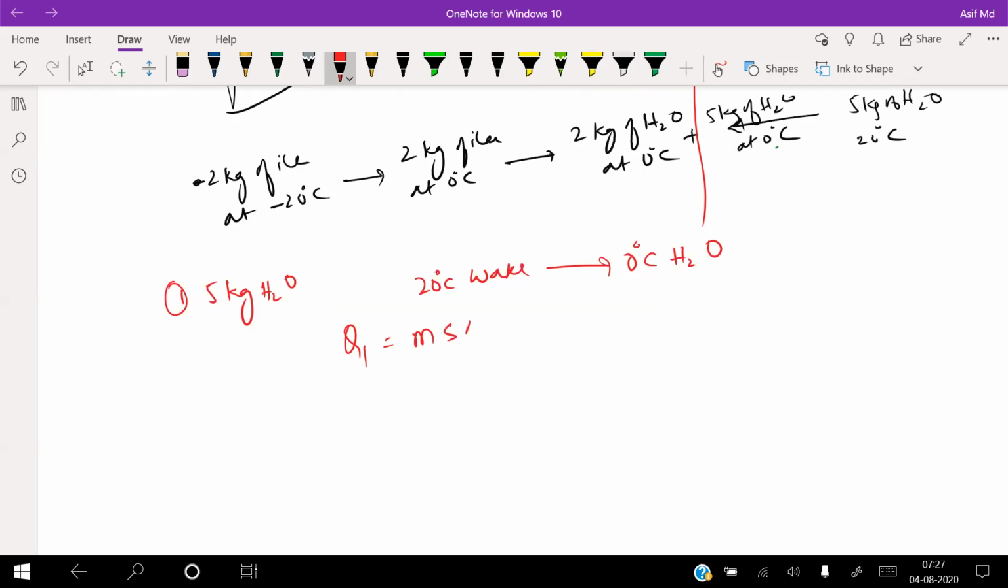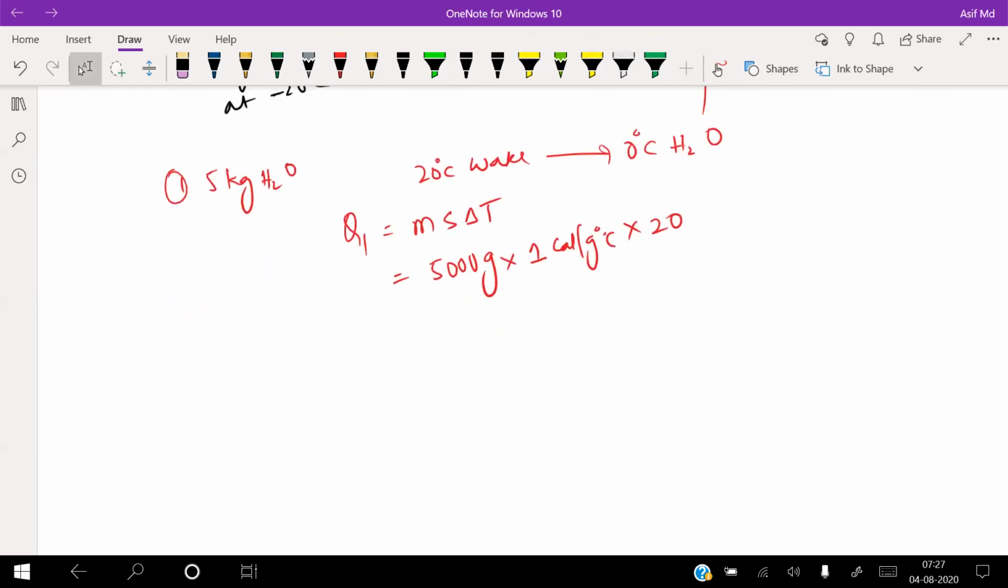Yeah, I'm doing it. MS into delta T. Mass is how much for me? 5 kg, that is 5,000 grams, into specific heat is 1 calorie per gram degree centigrade, into temperature is 20 degrees centigrade. Okay, now that will come out for me how much? 5 into 10, and this will become 10,000 calories. Now second one.